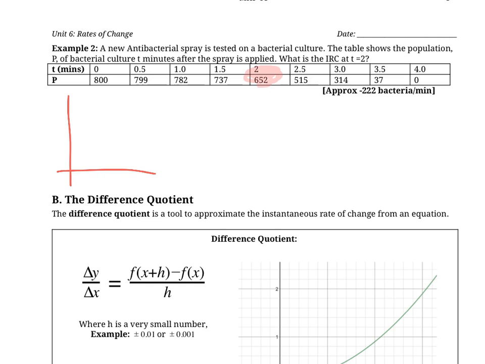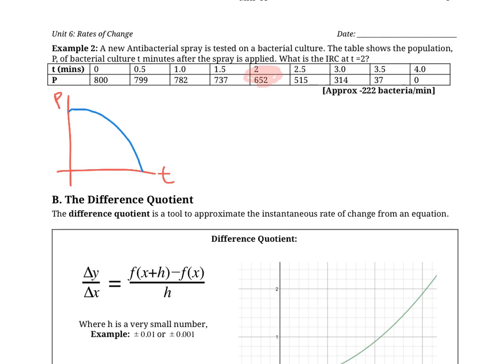If we look at this graph, it starts at 800. So if this is time and this is population, it looks like the time starts at 0 and the population is 800, and it's decreasing, right? So it's going to look something like that. Actually, let me do that in blue. It's going to look something like that. I don't know exactly what it's going to look like, but in general, something like that.